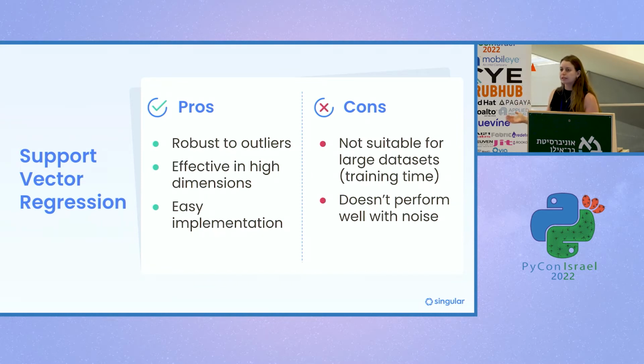Now, this is very important since we want to productionize our model. Some disadvantages are that it doesn't work well with noise, and that it's not very suitable for large data sets because it takes a long time to train. Now, again, this could be pretty good for research purposes, but not when we want to have our model training in production.